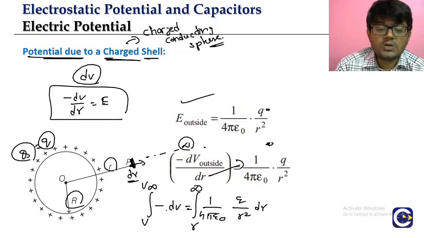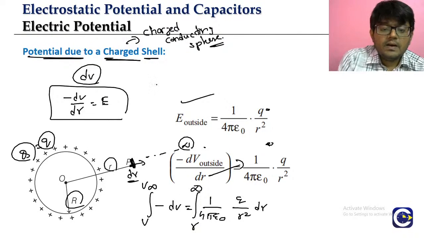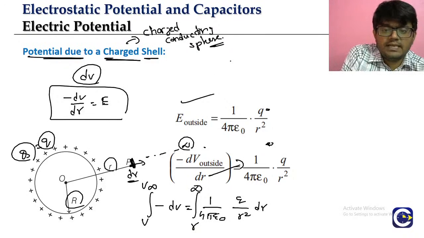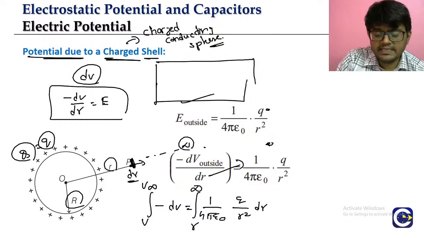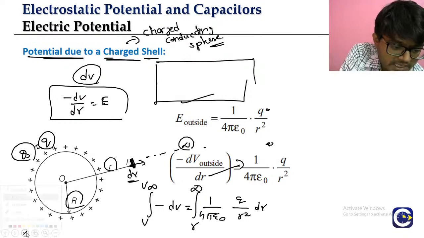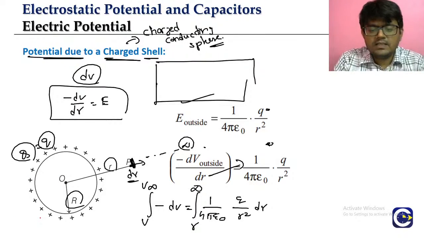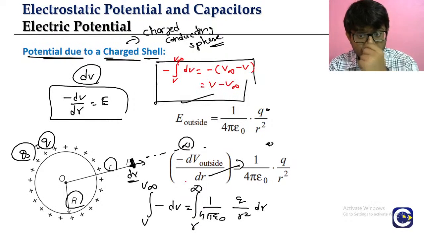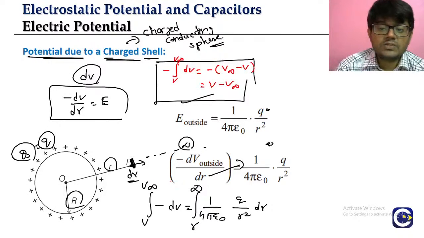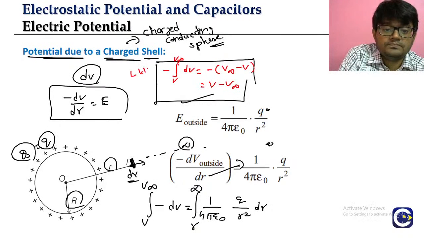Let us look at the LHS part alone. The minus comes outside, so we have minus integral dV from V to V infinity. Integral dV means minus into V infinity minus V, which is V minus V infinity after changing the signs. So this is the value of the LHS integration: V minus V infinity.